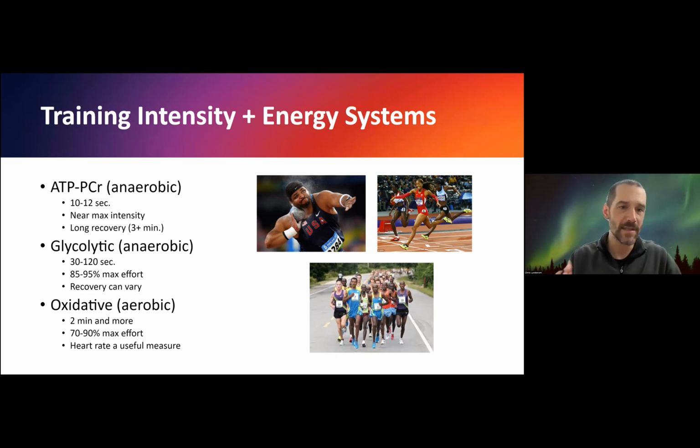To train the aerobic system, there's a wide range we could do. Basically anything from 2 minutes up and continuous or interval based, and at 70 to 90% of max effort is a general rule. Using heart rate can be a really useful measure here to basically get the right intensity for the particular type of workout.